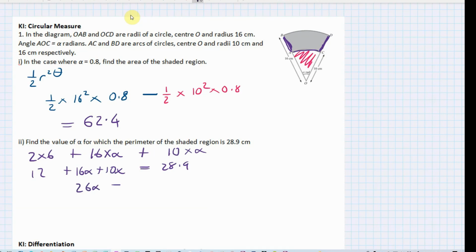So therefore 26 alpha, and I'll bring the 12 across to the other side. So we're subtracting, so that's 16.9, and then we divide 16.9 by 26. This is giving me 0.65.